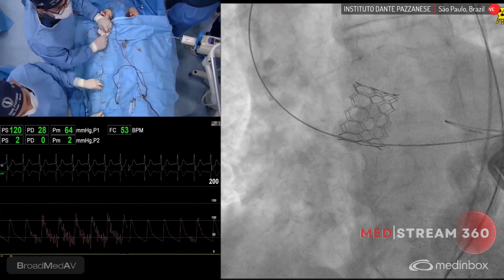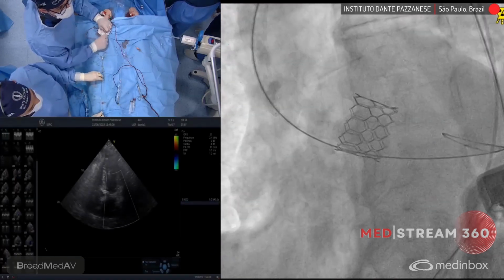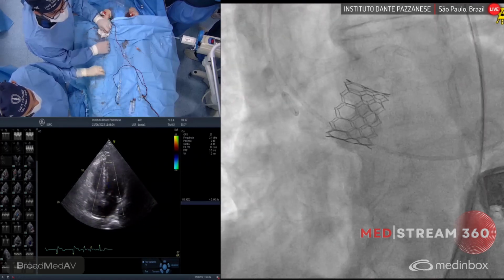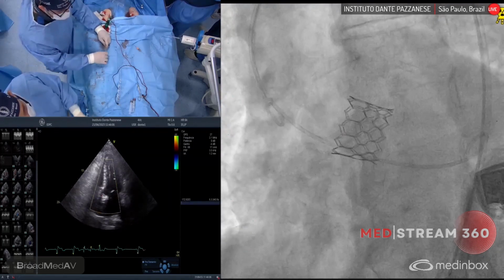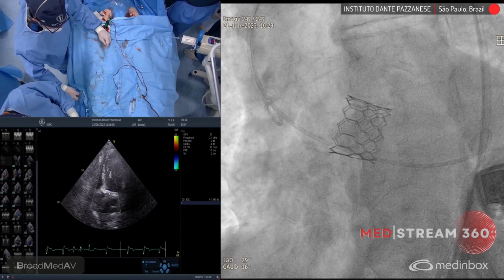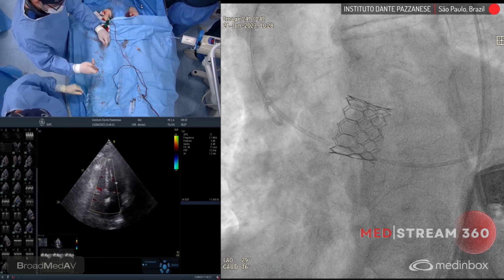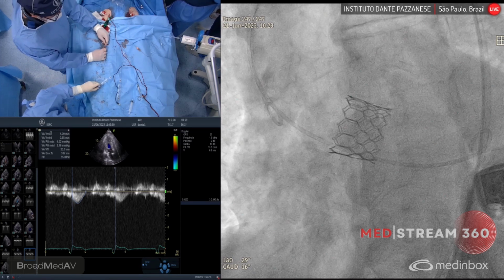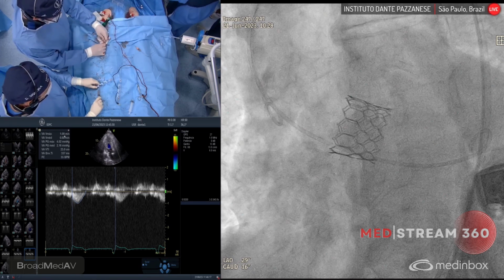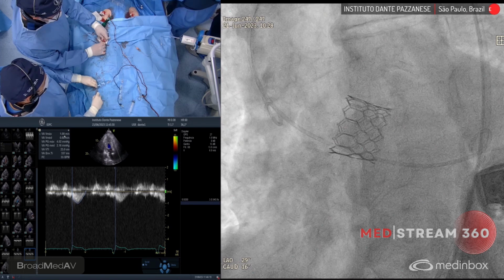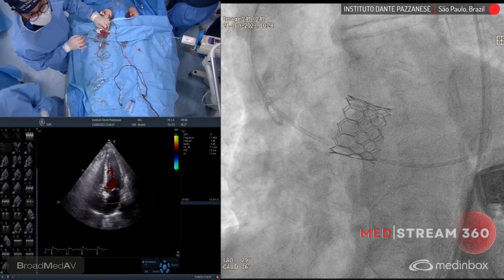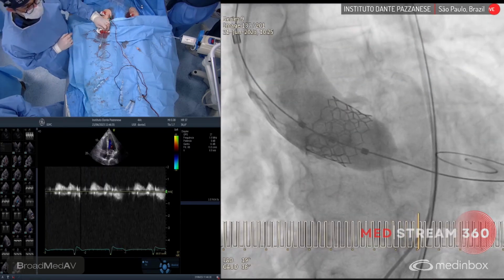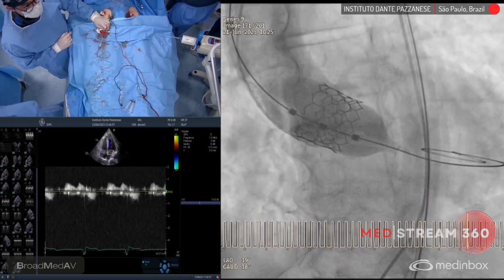Yeah. So can you show the echo images now, please? Yeah, Wendy, can you show the audience the flux, please? Right here, we can see the flux going through the prosthetic valve, and the gradient right here, 4, 2, with a peak max velocity of 1 meter per second. No pericardial effusion or ventricular dysfunction at all. No increase of the intraventricular gradient.